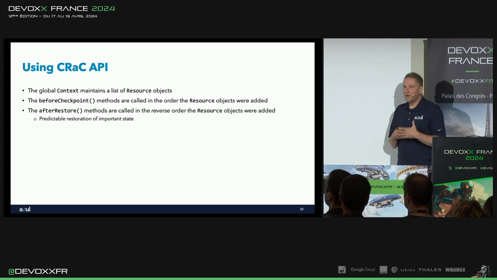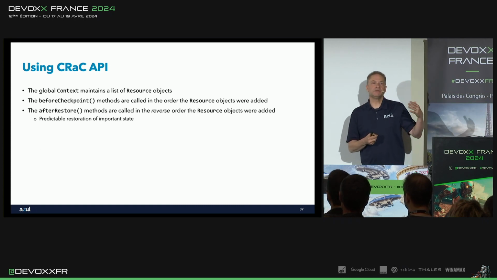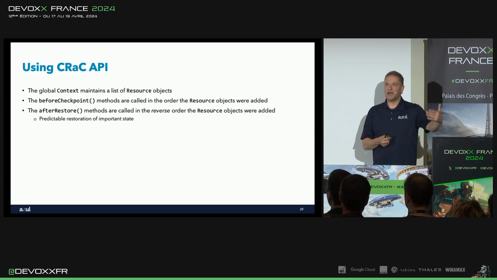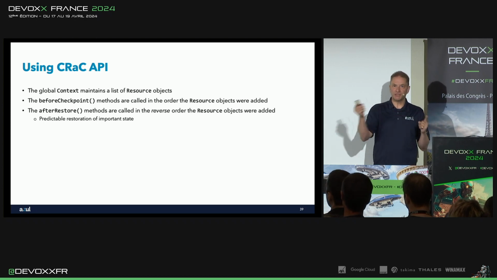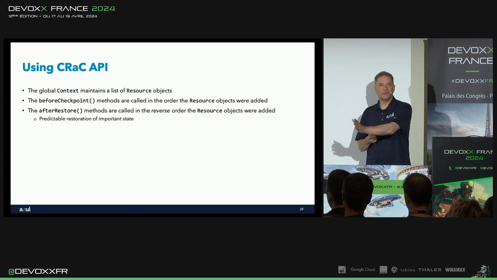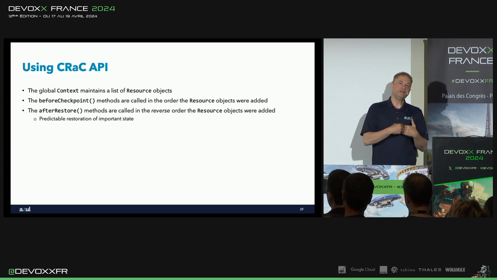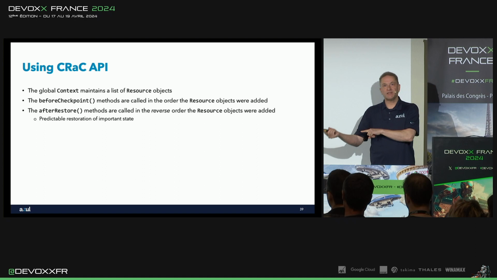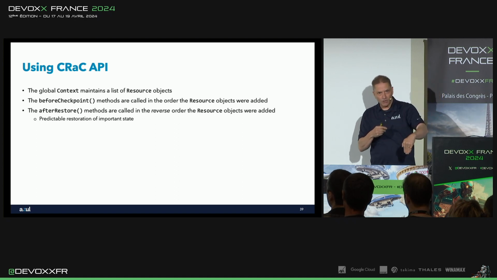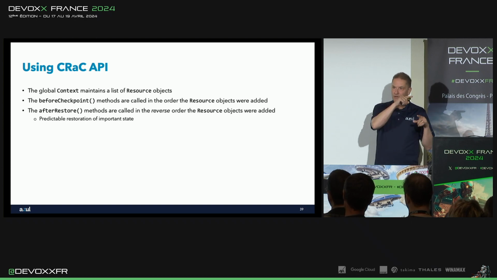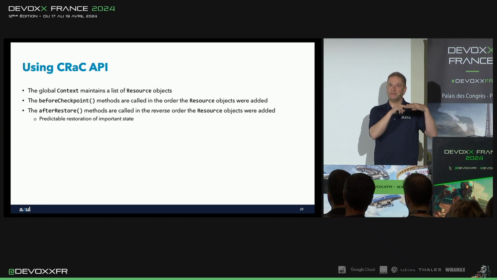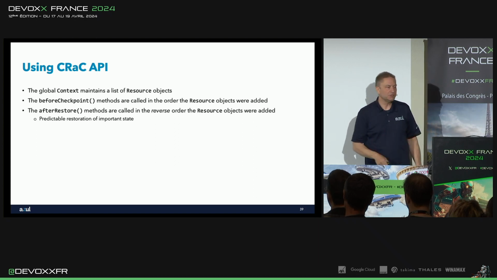So then, when you do a checkpoint, all of the classes that have this interface implemented will get called in terms of beforeCheckpoint. Now, the order that happens is the order that you register them in. So it will go through the sequence of classes that you've registered. When you do a restore, it will reverse that order. So it goes down one side and then up the other side. That way you have a clear idea of how things are going to happen. And if you need things to happen in a particular sequence, then that is controlled and you know how that's actually going to work.